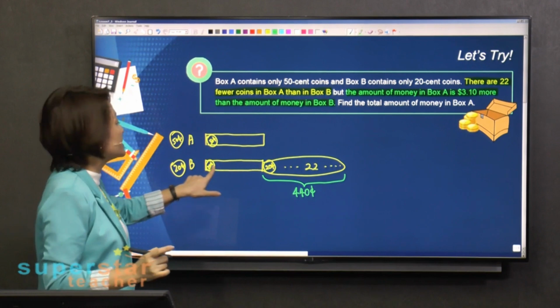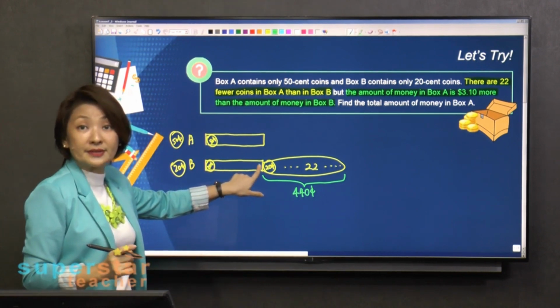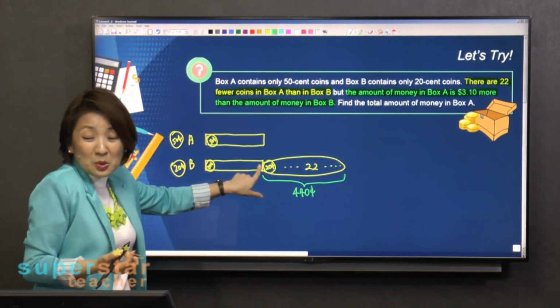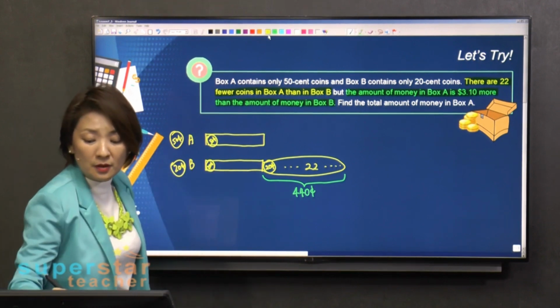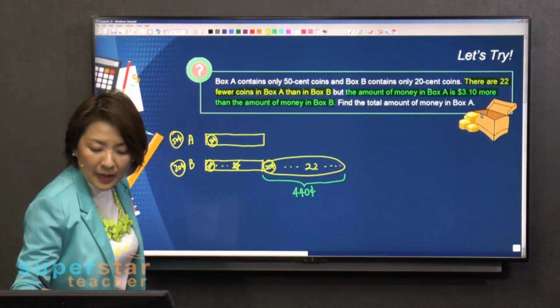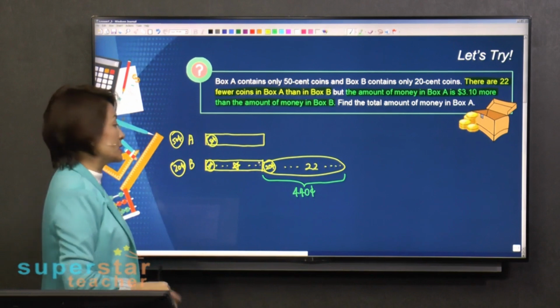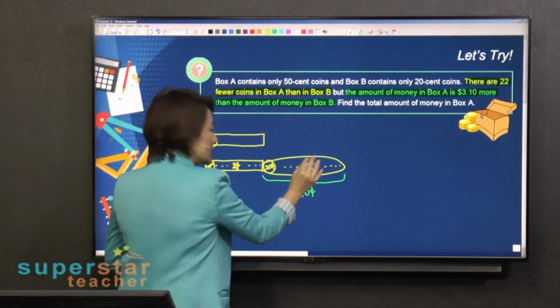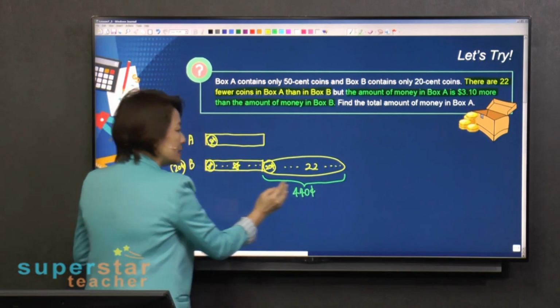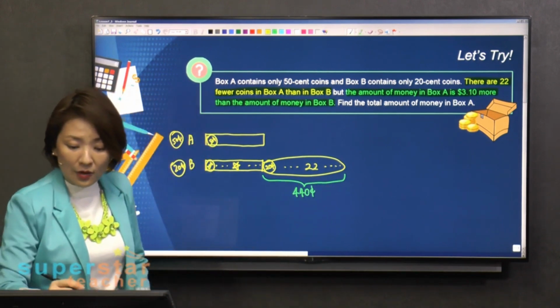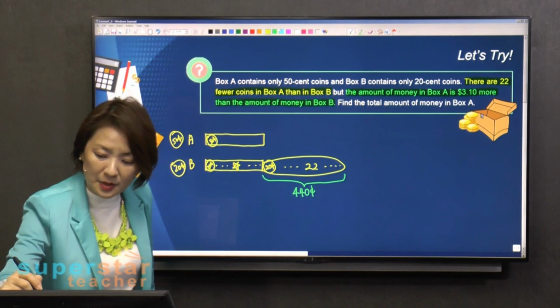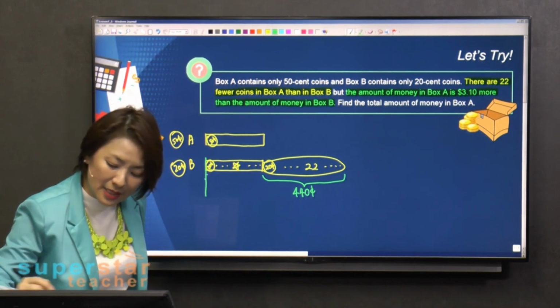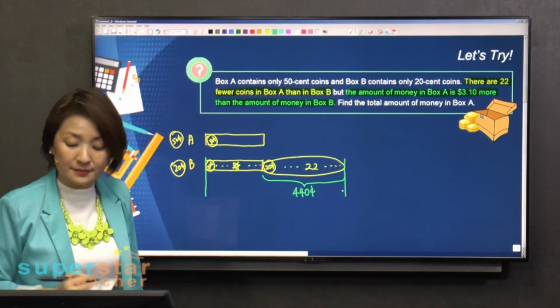But I know that there's a certain number of 20-cent coins, right? How many? I don't know. So if you don't know, what do you do? I put star. Star number of coins. So this is star number of 20 cents and 22 pieces of 20 cents, and total, this will be the value. Yes? Okay, so the value is actually here. Let me use a green. The value of the 20-cent coin is from here until here.